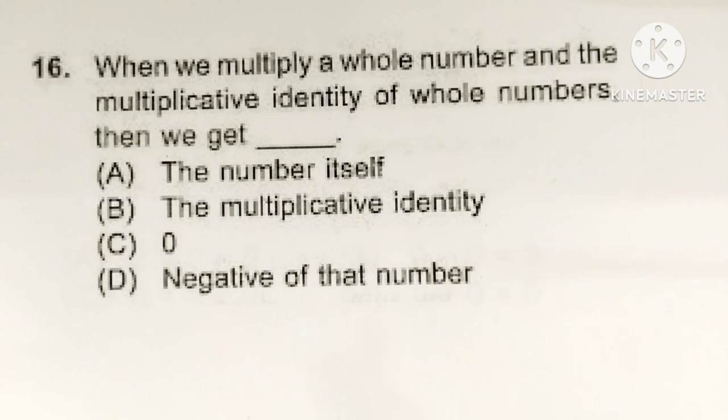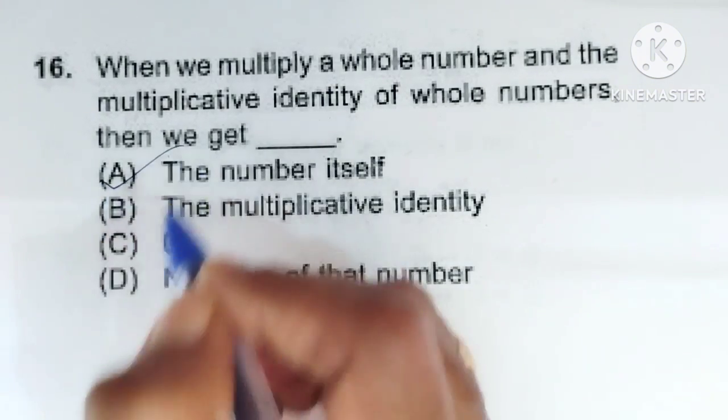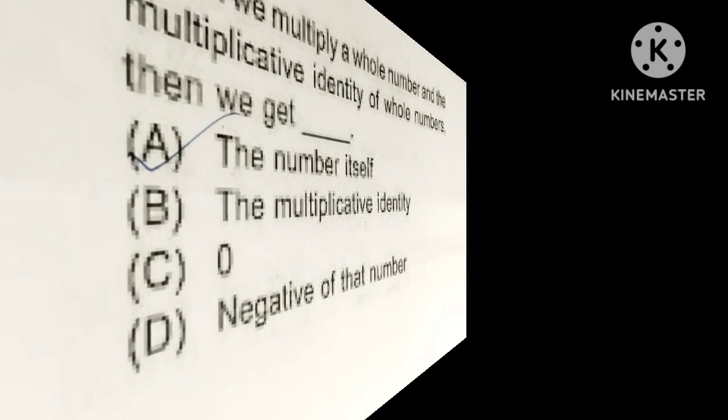Then what do we get? Again we get 5 only. The number itself. So, the number itself is the correct option.